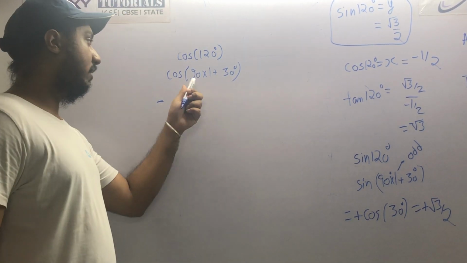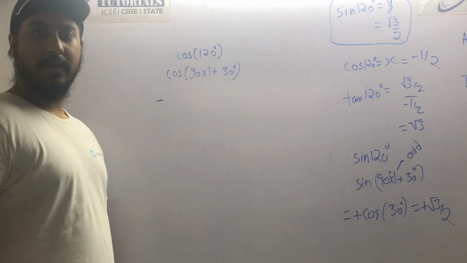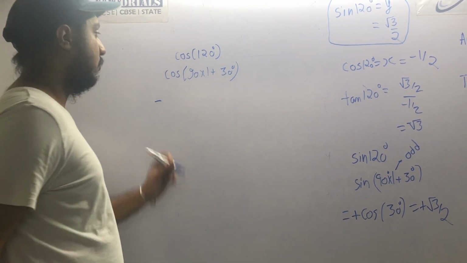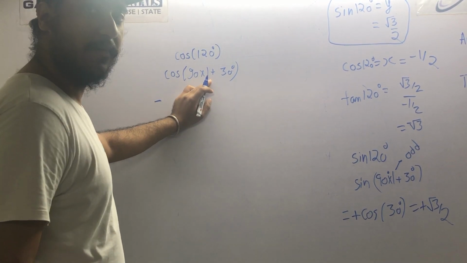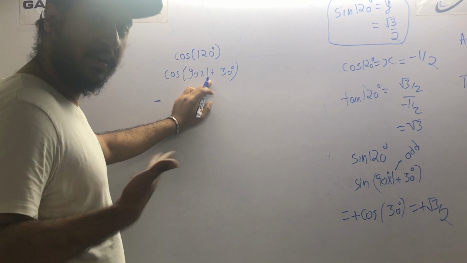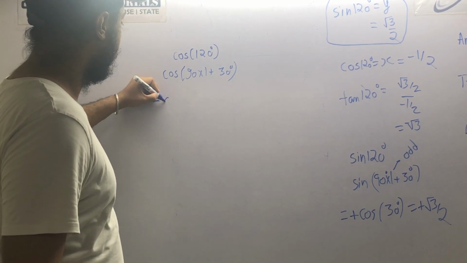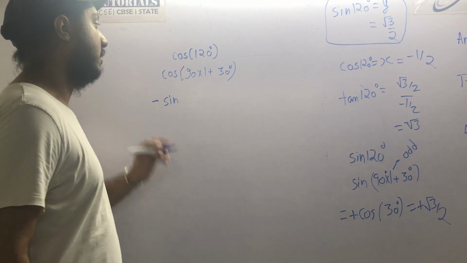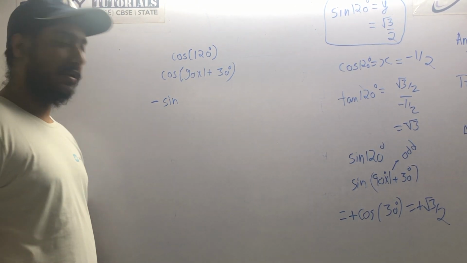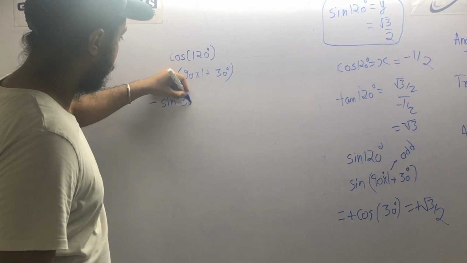Okay. Now again look here. 90 into 1. 1 is odd or even? 1 is odd. So when you are multiplying with odd number, what will cos turn to? Cos will turn into sine. Okay. It will be minus sine. What is the remaining thing? 30 degree. So minus sine 30 degree.